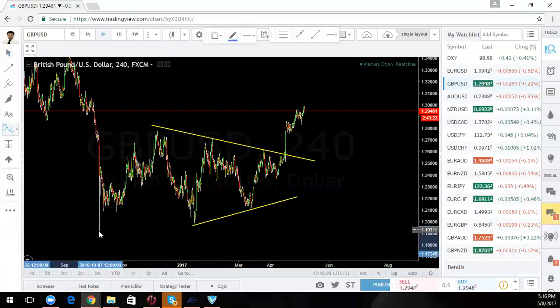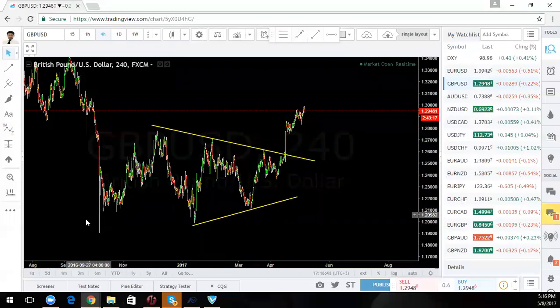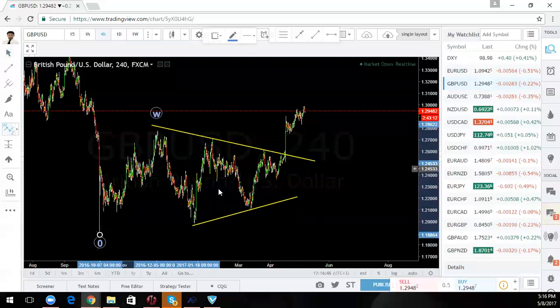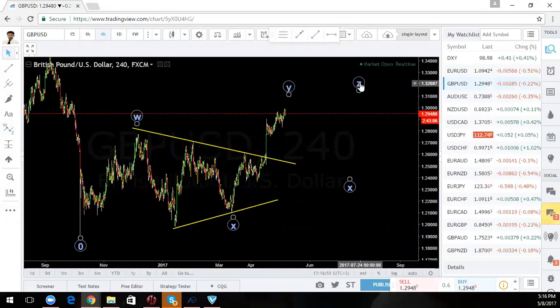Possibility for a Z. WXY. Oh, sorry, wrong one. Let me just take that out. Let me grab it back again. WXY, X, and a possible Z. Now, I don't think the Z wave will come, but we will always look for it.